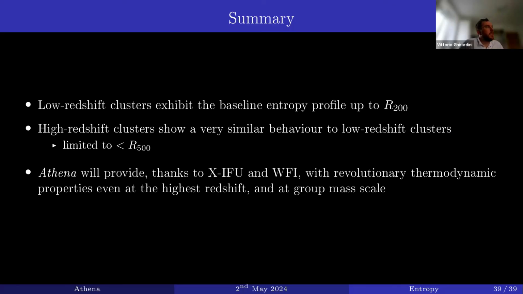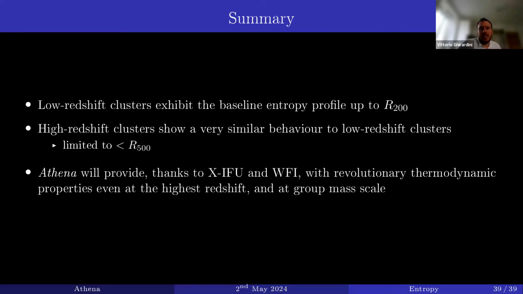So you have the simulation that predicts a sort of baseline self-similar model up to R200, and below there might be some downturn, but we don't see that yet. We cannot see that yet in the data. And at low redshift, we are still fully in agreement with these predictions in basically all of their recent and more updated works. At high redshift, we are limited by the sensitivity of our instruments, and generally we're not able to go much beyond R500, and we are able to do it only for a couple of objects where a combination of SZ and X-ray is possible.